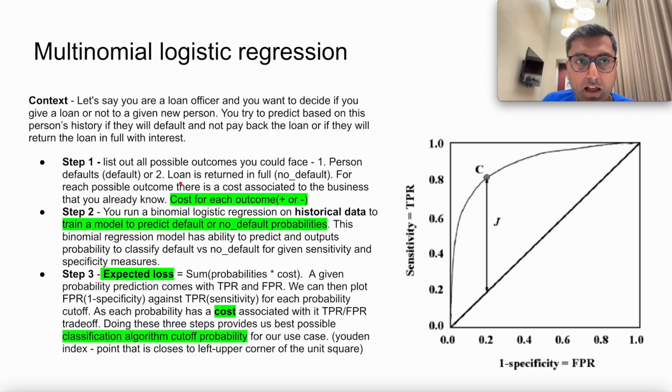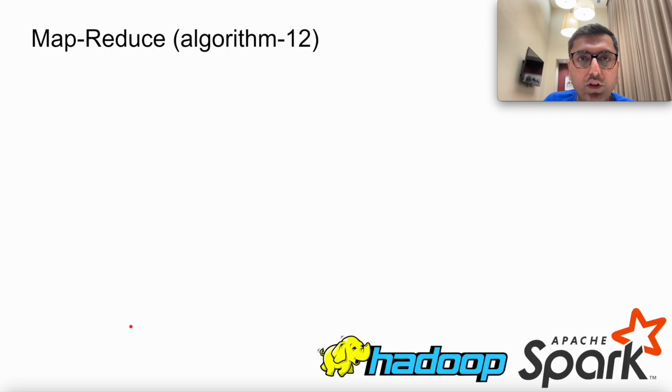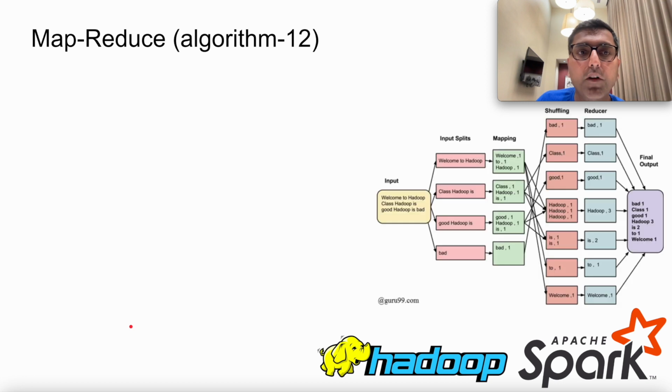So hopefully you get the concept or the intuition behind how you can marry the probabilities with the true positive, false positive, and expected loss to minimize the expected loss, and then say, hey, this should be classified more aggressively or less aggressively. Yeah. So that's the intuition behind multinomial logistic regression. The book also, in the last 2 pages of this chapter, goes into MapReduce, which is algorithm 12 slated in this book.